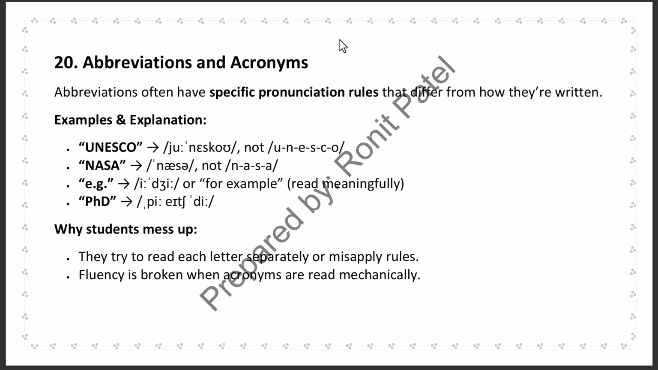Next is abbreviations and acronyms. Abbreviations test a different skill. Pronunciation rules versus spelling rules. Some are spoken as letters, like PhD, others as full words, NASA or UNESCO. If you guess incorrectly, clarity drops immediately. So preparation strategy again becomes crucial. During preview time, identify abbreviations and decide pronunciation before speaking begins.